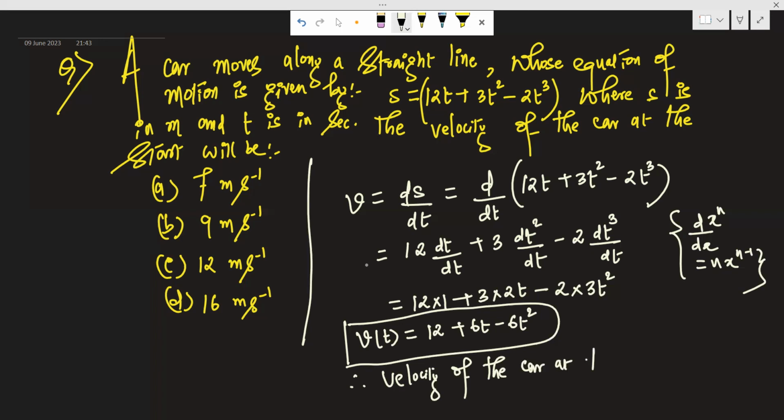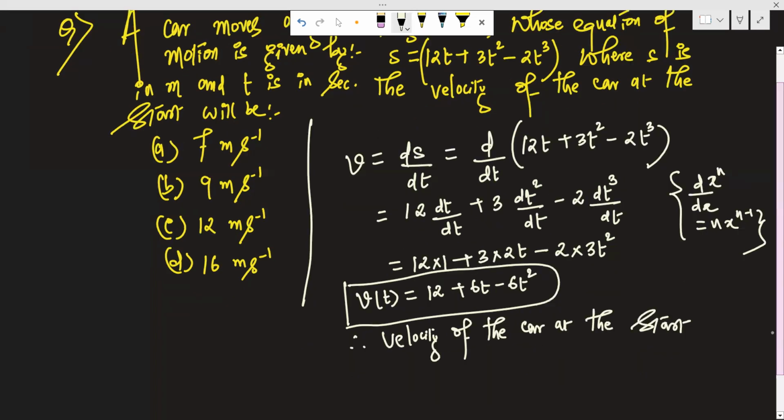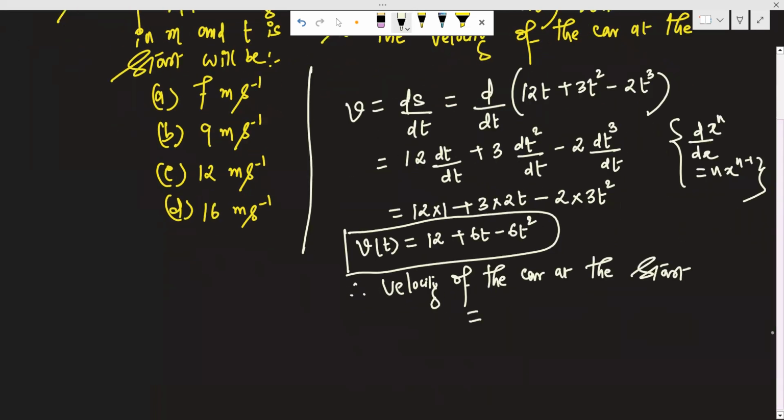at the start will be equal to what? It will be equal to 12 plus 6 into 0 minus 6 into 0 square. This much meter per second. Start means t equal to 0. So the answer will be 12 meter per second.